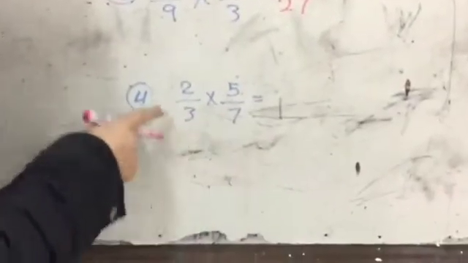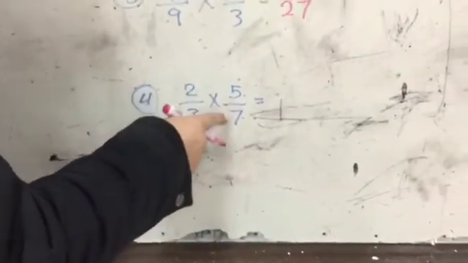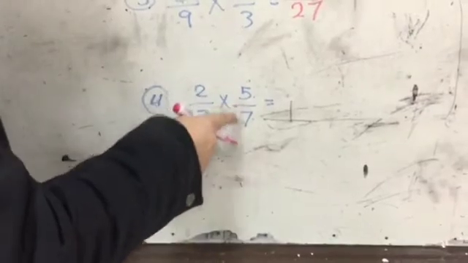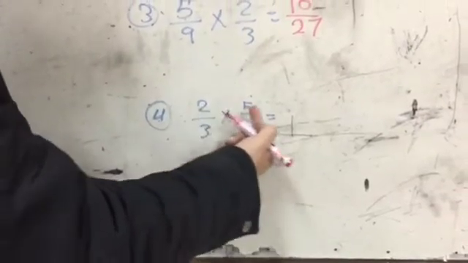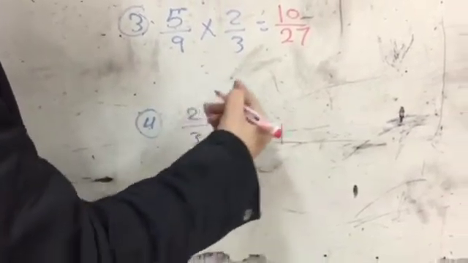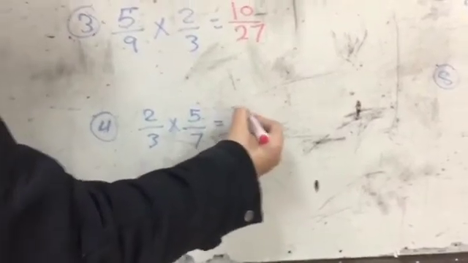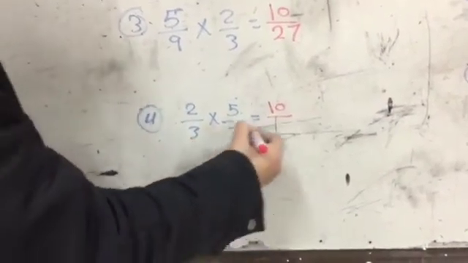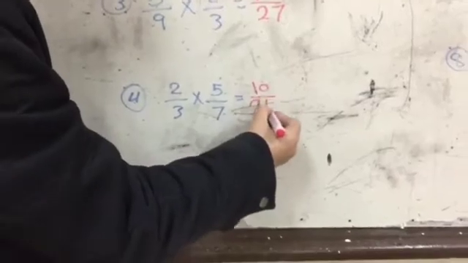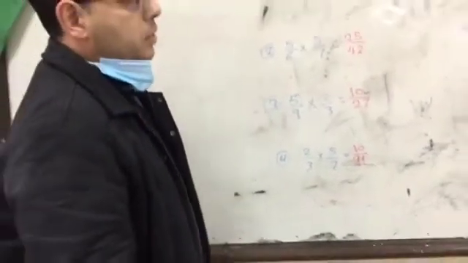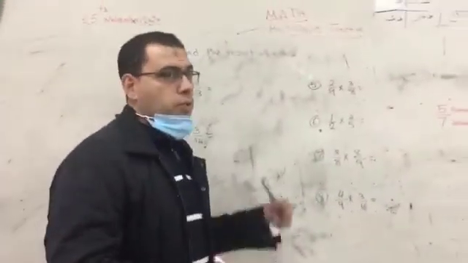Equation number 4, we have here also two fractions. 2/3 times 5/7. We multiply also both of the numerators together. 2 times 5 is equal to 10. 3 times 7 is equal to what? 21. Let's start the second equation.